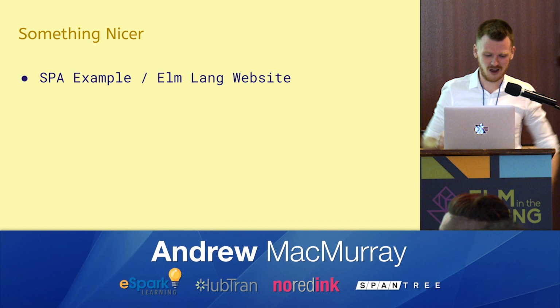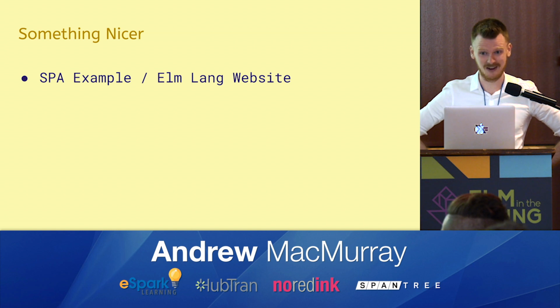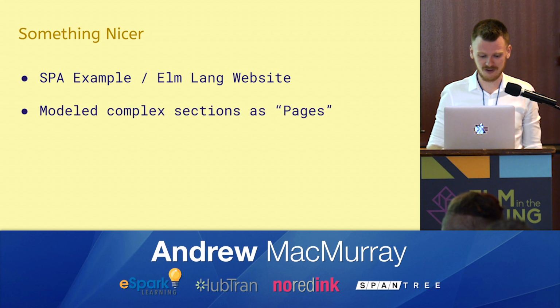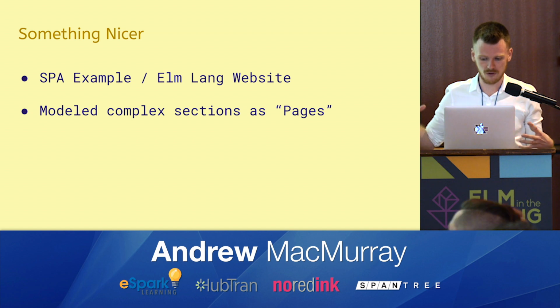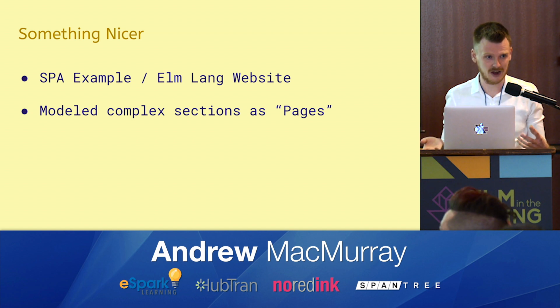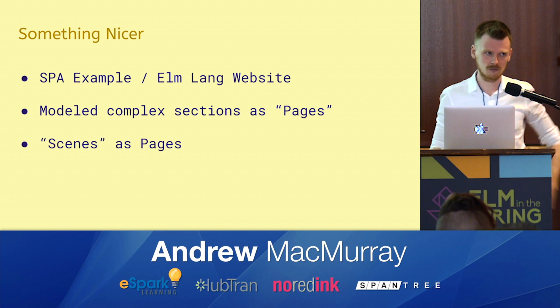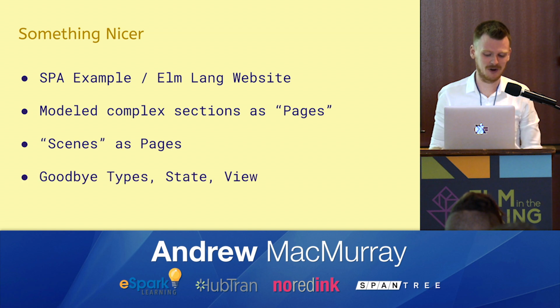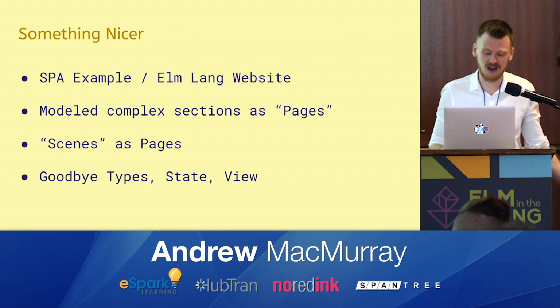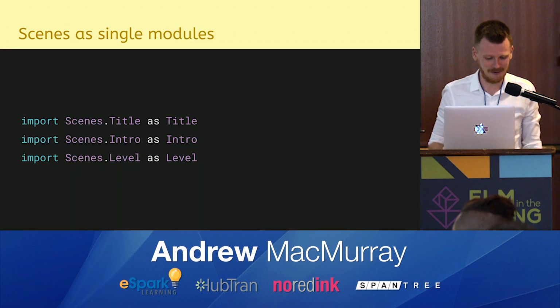So around the time of 0.19, I had a look at Richard's single-page app example and the Elmlang website, and I noticed that both these approaches had modeled complex sections of the apps as pages where all of the types, init, update, subscriptions, and view lived in one module. So I thought, why don't I try scenes in this way? So goodbye, types, state, and view. I will not actually miss you. It turned out to feel a lot more sensible.